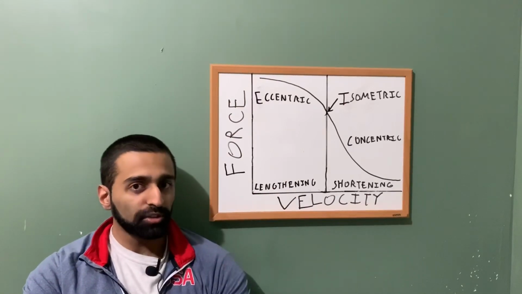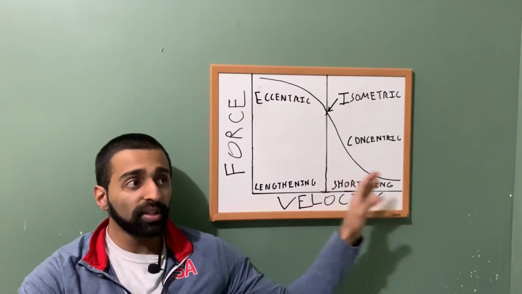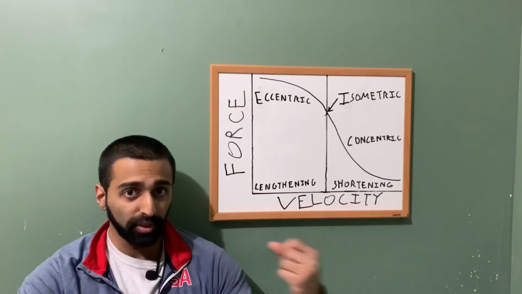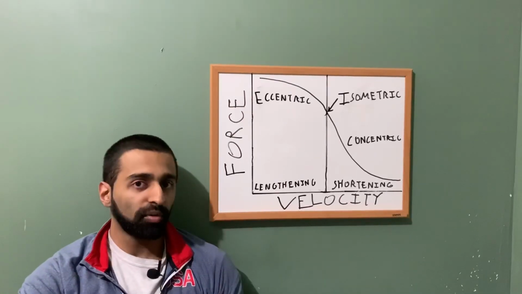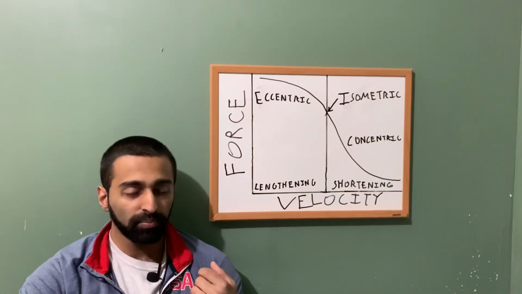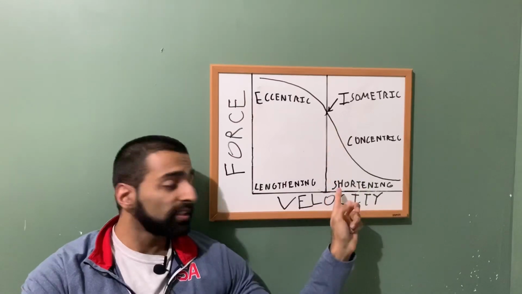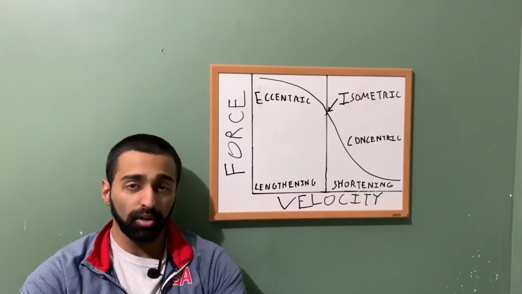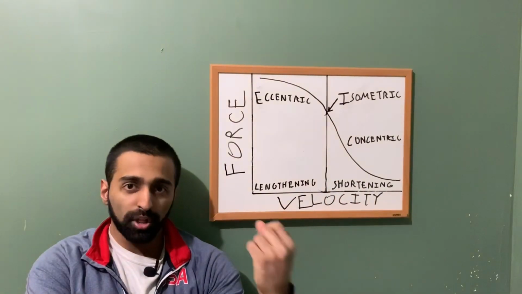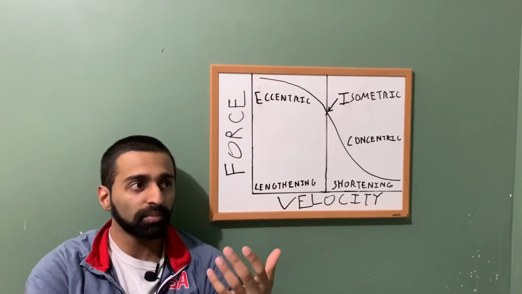Let's go over the concentric part first. What this is basically saying is when velocity is very high, when you're moving really quickly, shortening, there's not going to be a lot of force. And that makes sense, right? If you have a really light weight, you can go very quickly. On the other hand, if force is high, velocity is low. Again, this makes sense. If you are holding really heavy weight, you're going to be moving slowly when you're concentrically contracting, right?